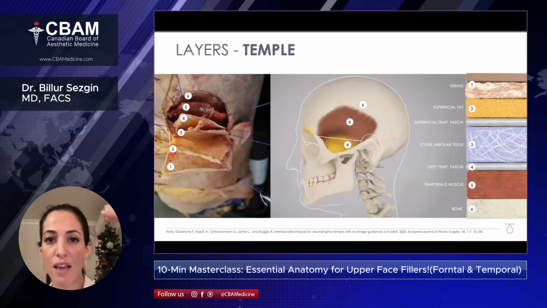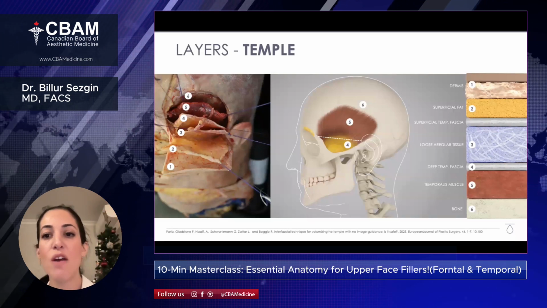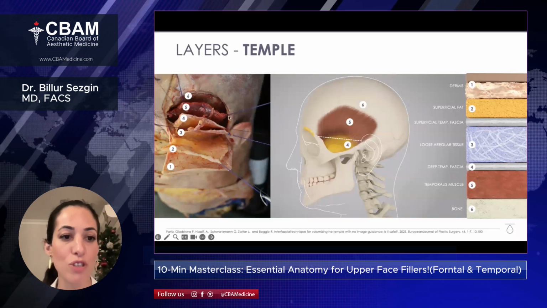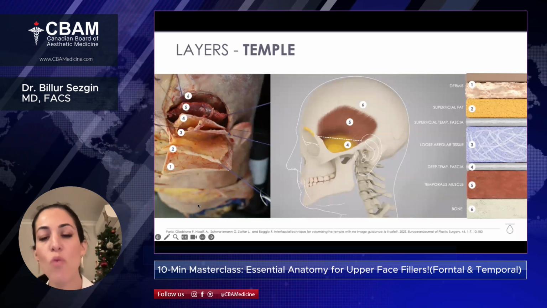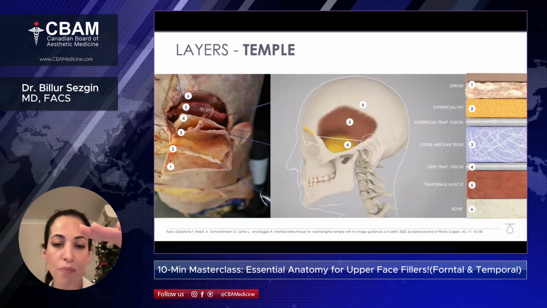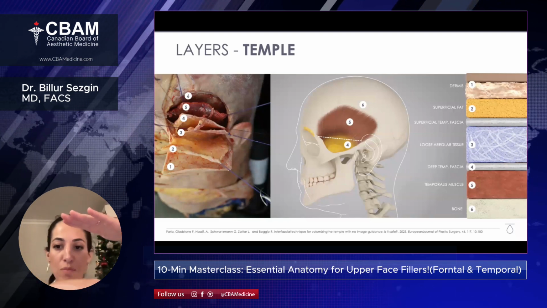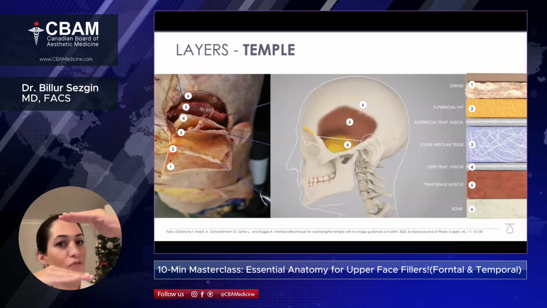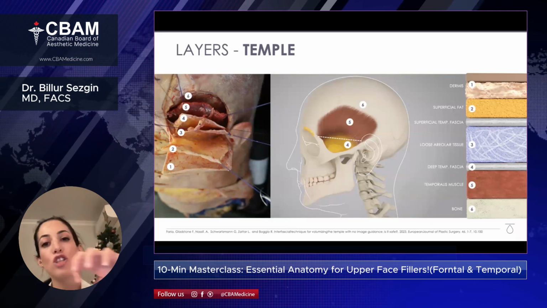The first one being the skin, which is obviously constant. Then we have the superficial fat compartment, which is again constant. Then we have two fascia layers, the first one being the superficial temporal fascia, and the second one being the deep temporal fascia. Now, between these two fascia layers, we have an interfascial space.